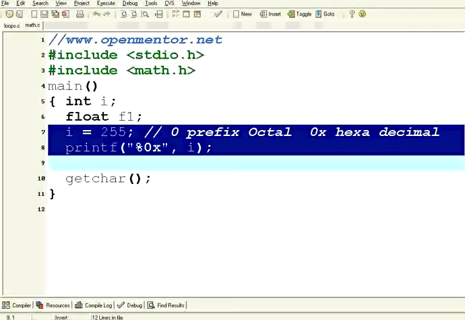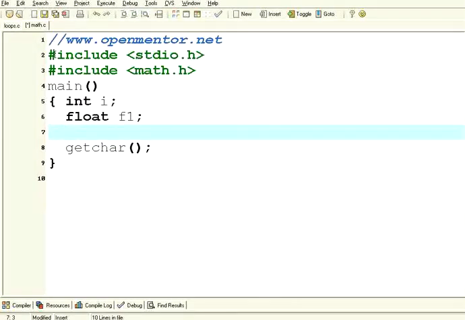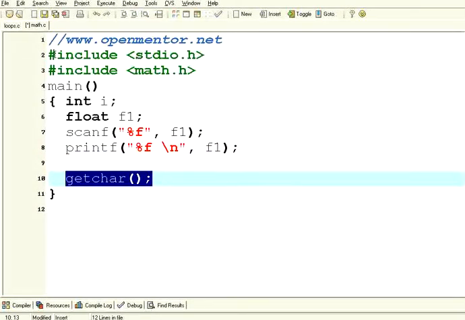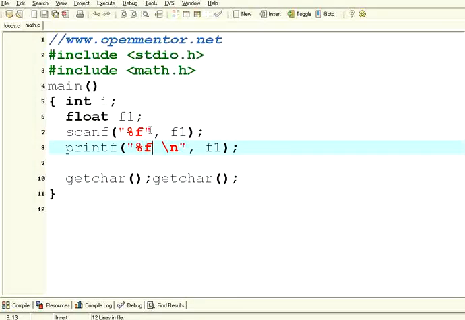Now we are going to see a few mathematical functions. Before that, so far we have accepted integers and characters from the user input. Now I want to accept scanf %f for the variable f1. So I get the input from the user, then I print that particular thing with %f, \n, f1. So far we have used %d or %s to get the characters from the users. Now I'm getting a floating point number, which is a single precision floating point.